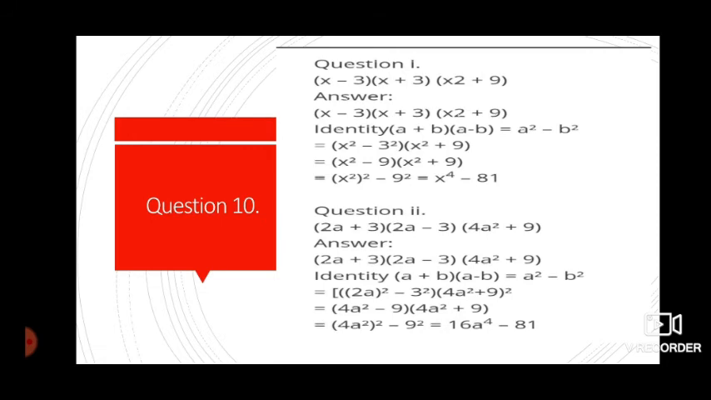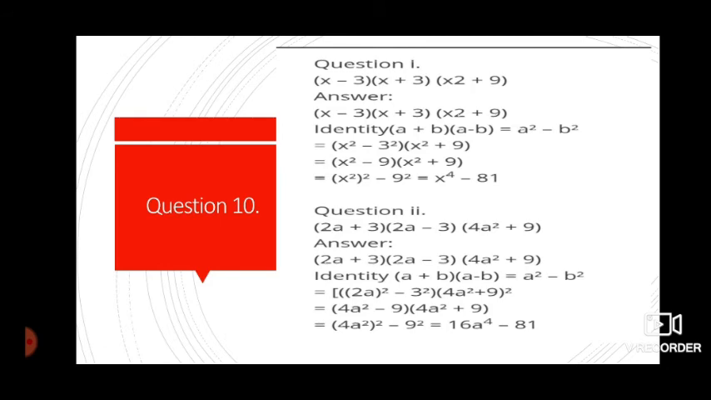But now we are going to do it in a very simple way using the identities. Here, the first question: (x minus 3) into (x plus 3) into (x square plus 2). Now take the first two things, that is (x minus 3) into (x plus 3). Up to that it is looking like (a plus b) into (a minus b). A is x, b is 3.